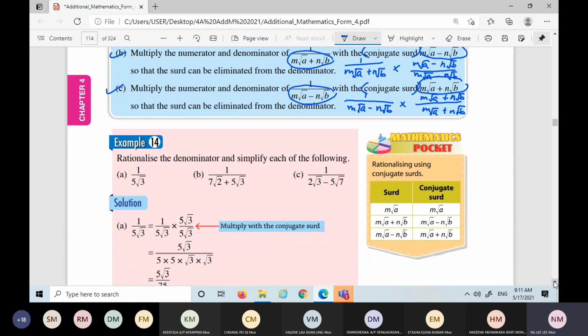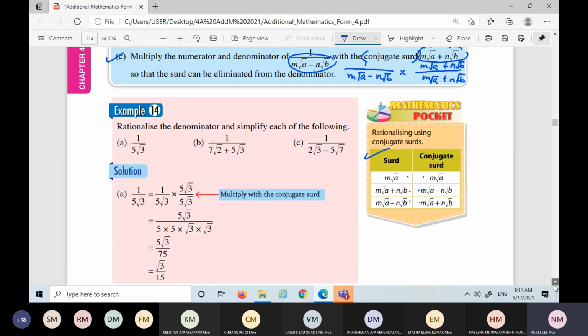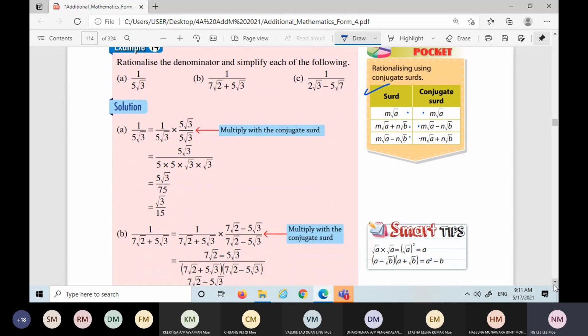You see here, they list out for you. If this is the surd, what is the conjugate surd? If this one is the surd, what is the conjugate? And this is the surd, then this is the conjugate. So basically you have three types of this kind of surd and their conjugate surds.